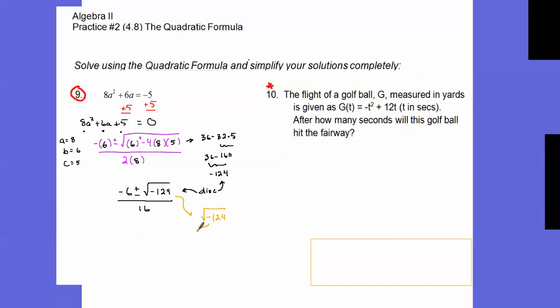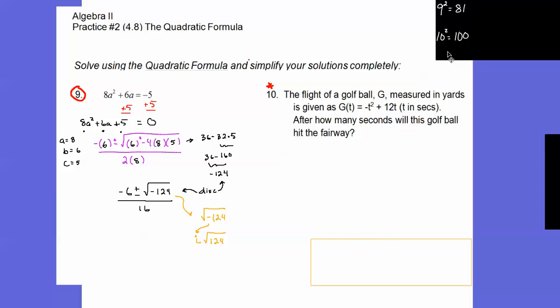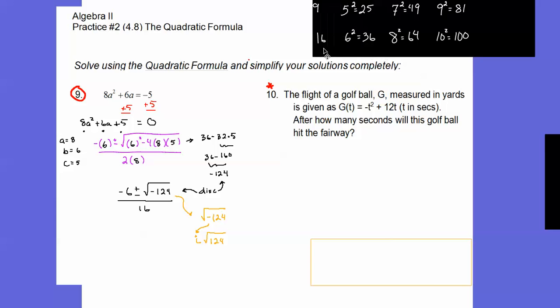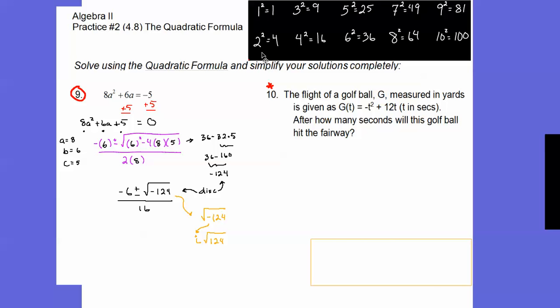We know first we must remove the i. So we have i times the square root of 124. Now our job is to try to simplify this square root of 124. We need to try to make it smaller on the inside. We will do that by dividing the 124 by these perfect squares. I've brought the perfect squares into the problem.